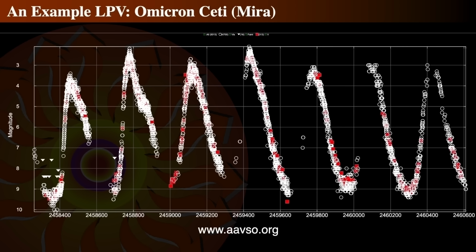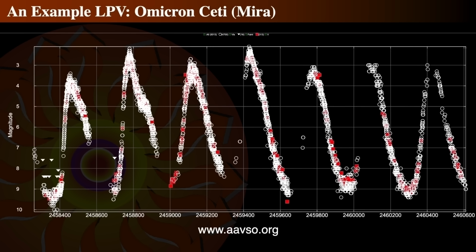One known group of well-observed variable stars are called LPVs, or long-period variables. These stars are observed regularly by both professional and amateur astronomers. They range in pulsation timings between 3 months and about 2 years. The variable star named Mira, or Omicron Ceti, is one such star.